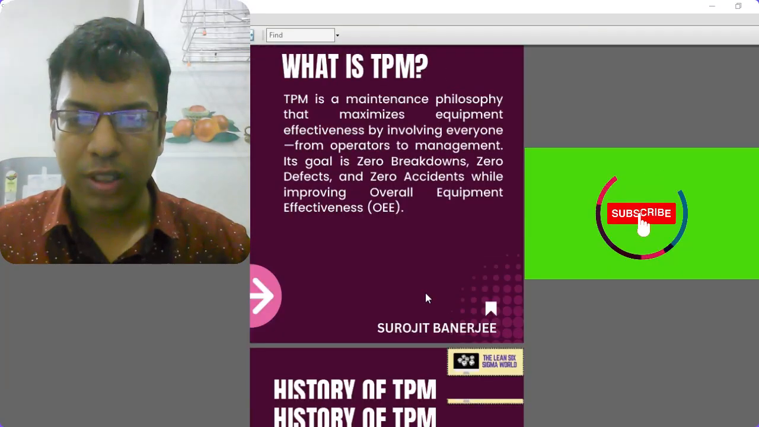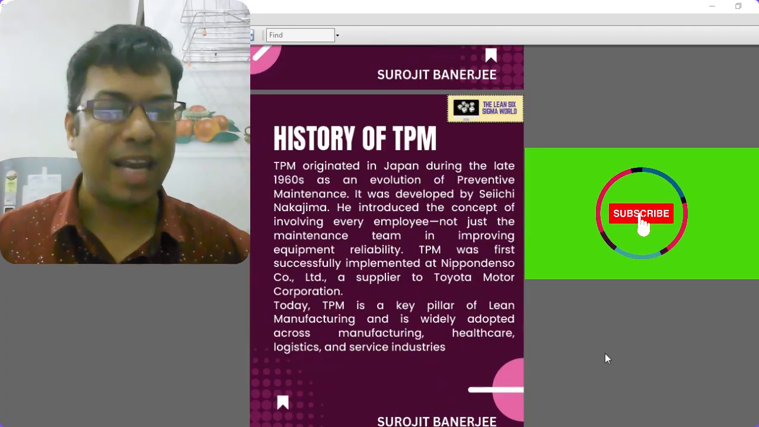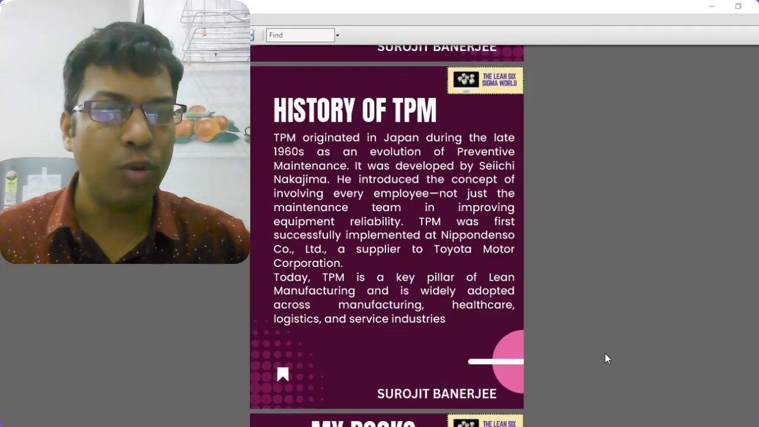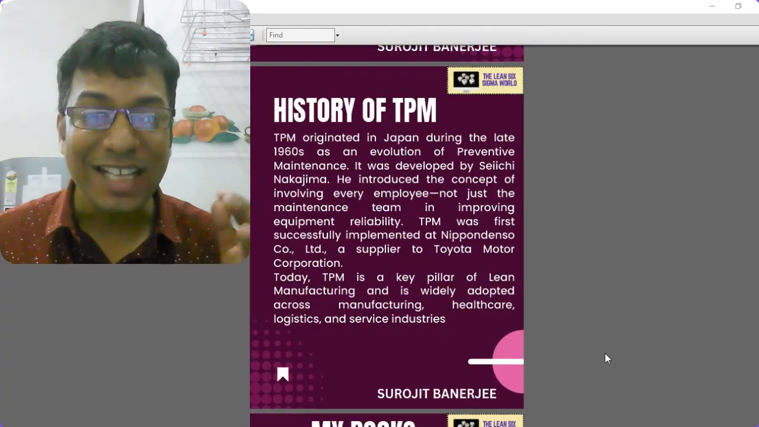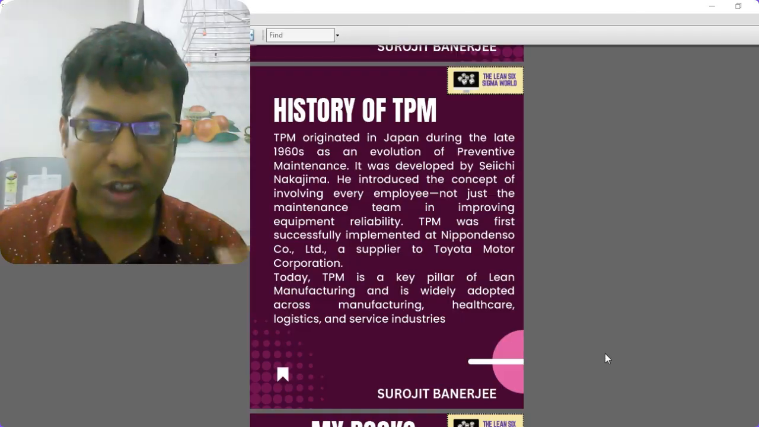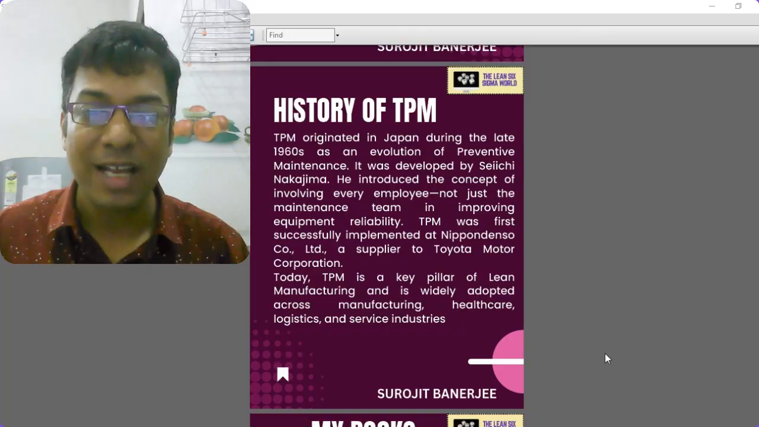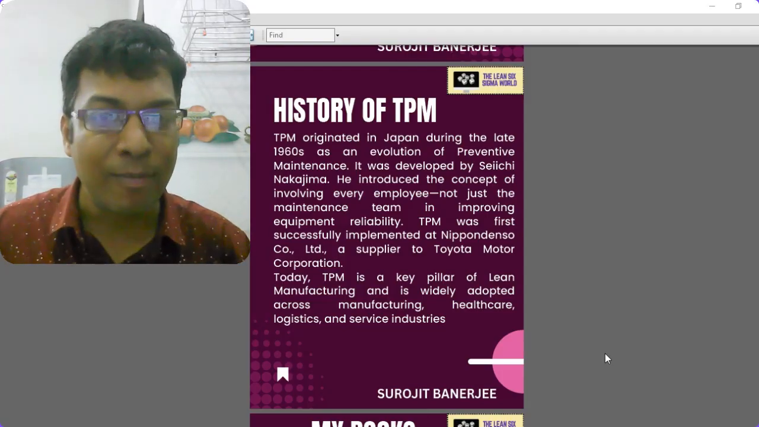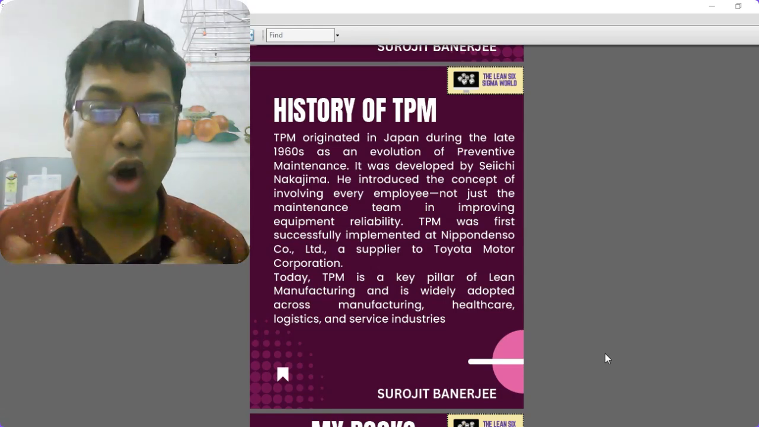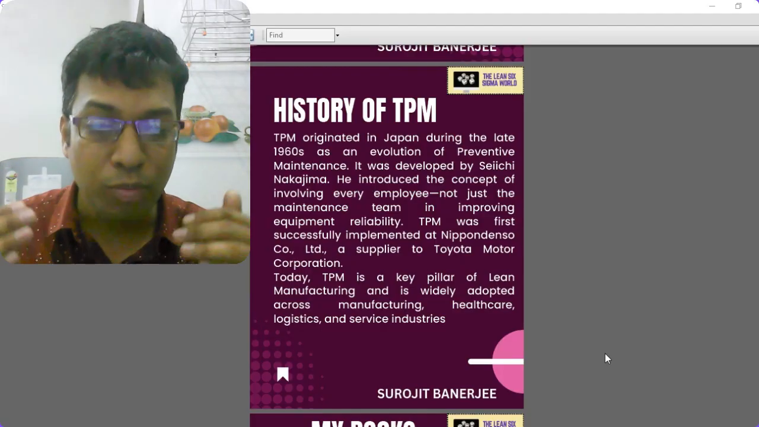Now we need to know the small history about TPM. Basically, TPM originated from Japan after World War II. Seiichi Nakajima is the father of TPM, and he introduced the concept of involving every employee. He said that it's not only the maintenance team who is responsible for improving the equipment reliability, rather every employee, workers, cross-functional team members, everyone is responsible for maintaining the reliability of the equipment. Everyone should be responsible, everyone should cooperate, everyone should participate.